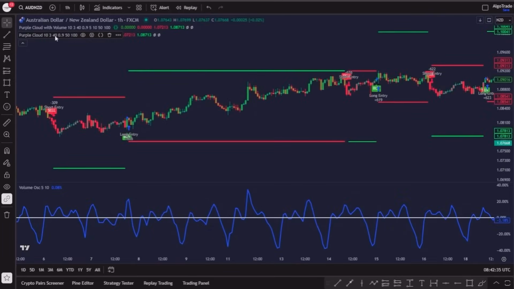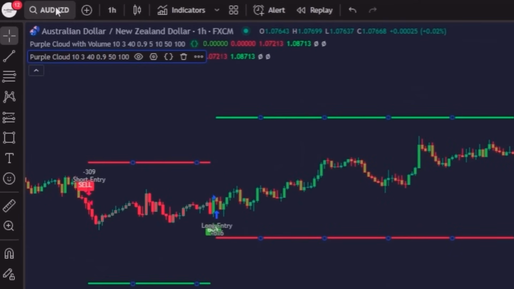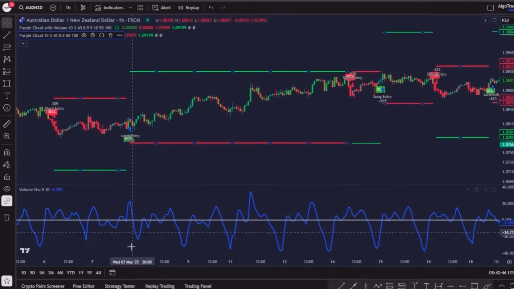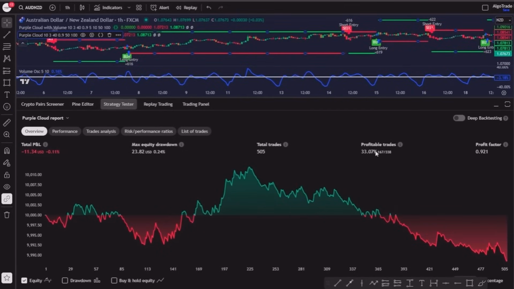Just to give you a quick idea of how much this volume can help, I ran a version of the strategy without any volume condition, applied to the AUD-NZD pair on the 1 hour time frame. The results? A win rate close to 33% and a profit factor under 1 after more than 500 trades.